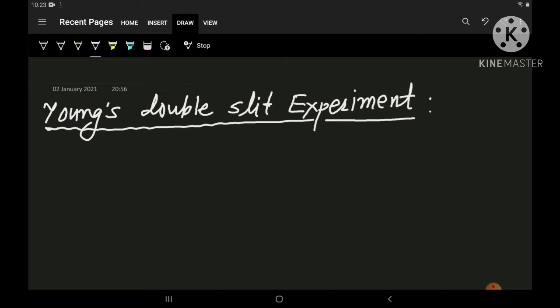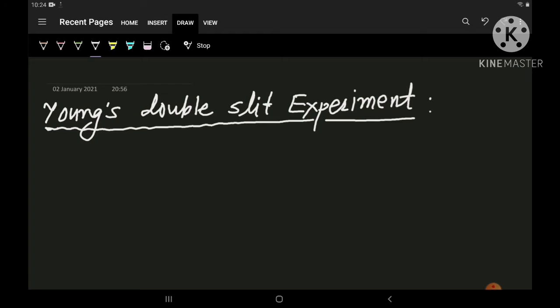So dear all, in this topic let us see which type of observations were found by Thomas Young and how we can explain these observations, means how we can explain the reason for this observation. So let us consider the experimental setup of Young's double slit experiment.